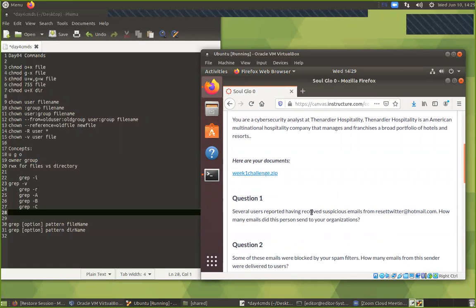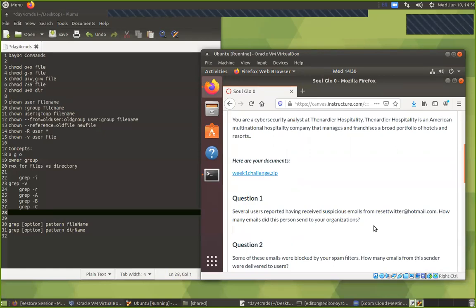Several users reported having received suspicious emails from resettwitter@hotmail.com. How many emails did this person send to your organization? So what do you think you'd be grabbing? This email, Reset Twitter. So you'd be searching for Reset Twitter. Where would you be searching for it? In a directory or file? Files, right? I did files when I did mine.